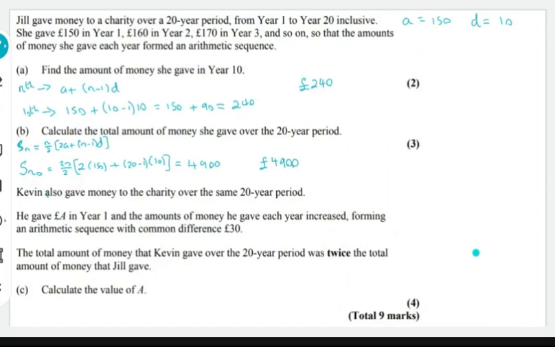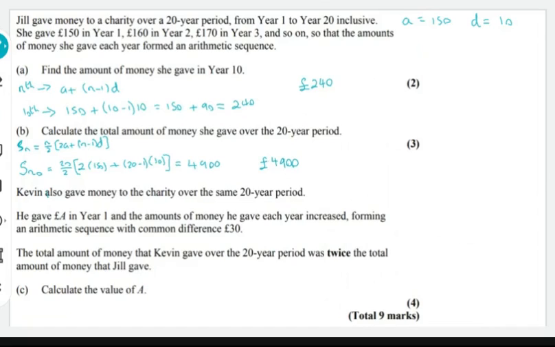Okay. So for the last part, let's see. So I got 410. 410. Yeah. Okay. Let's have a look.